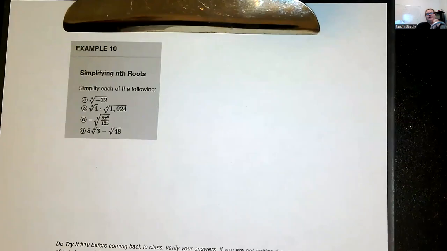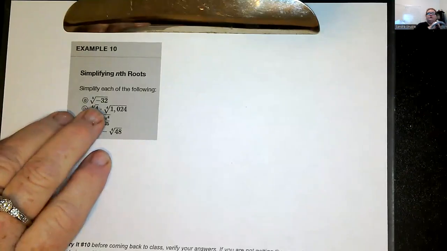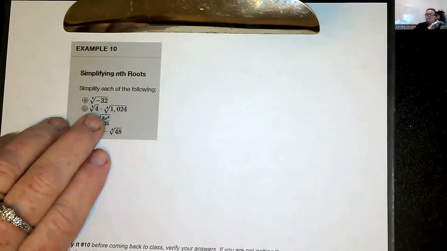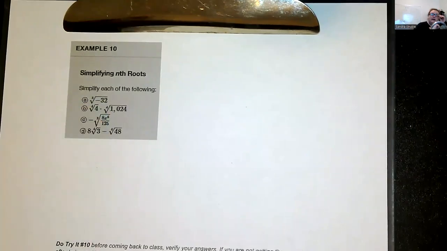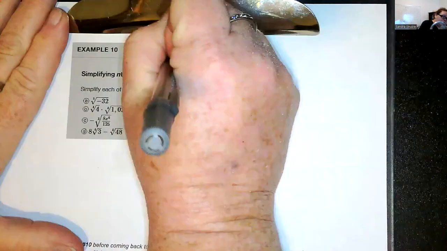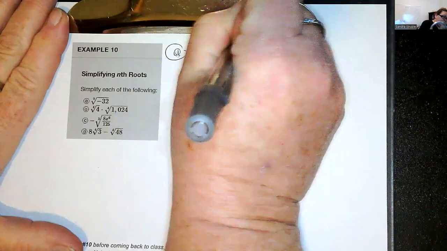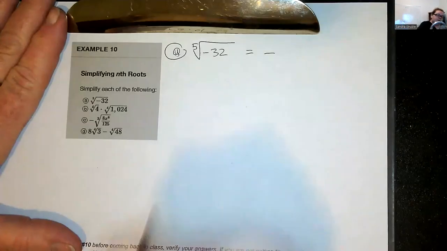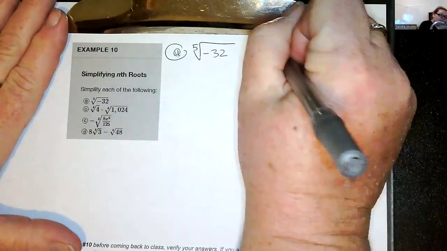The big thing here is that we're not dealing with square roots at this point. Remember, with square roots there's an assumed 2, so you have to have 2 of the same thing in order to pull it out. In this case, the first one is the 5th root of negative 32. If the root is an odd number, the negative comes out. Okay. So because it is a negative with a 5th root, our answer is going to be negative. So the 5th root of negative 32 is going to be a negative, and then the 5th root of 32 is just 2.